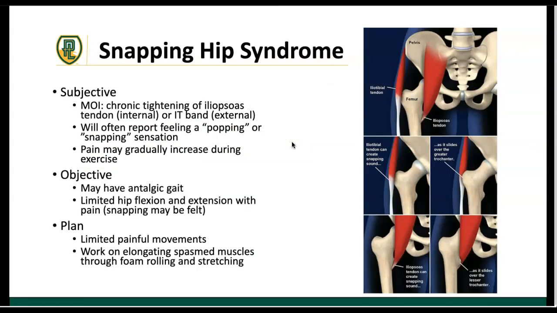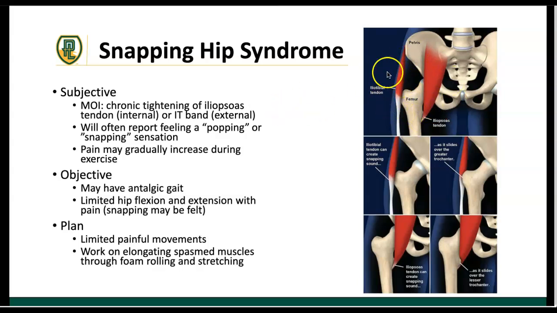Now, a fun syndrome, which is pretty rare, is known as snapping hip syndrome, most often caused by tightening of, it could be one of two muscles. So it can be the iliopsoas, which is known as internal snapping hip syndrome, or it could be the IT band, which is known as external snapping hip syndrome.